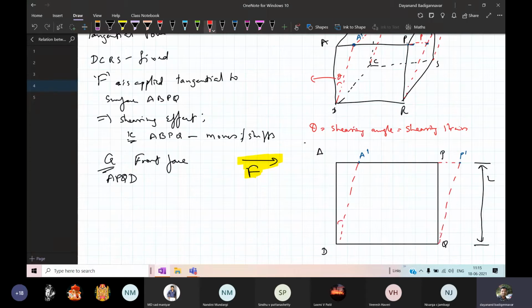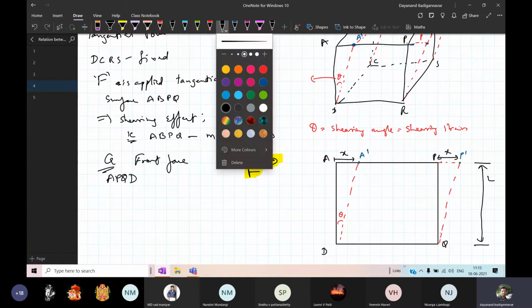Okay, so this is the theta extension. So I have taken the front face. By application of the force I have made the top surface move to the new position. So this is A, this is A dash. From here to here, this is X, P dash. What is the displacement that has taken place? This is nothing but the X.